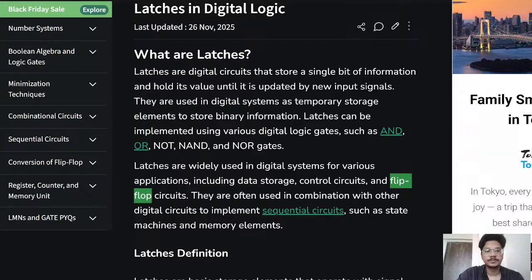Okay. So, latches in digital electronics. Latches are digital circuits that store a single bit of information and hold its value until it is updated by a new input signal. They store one bit of information until an updated input signal is provided. They are used in digital systems as temporary storage.